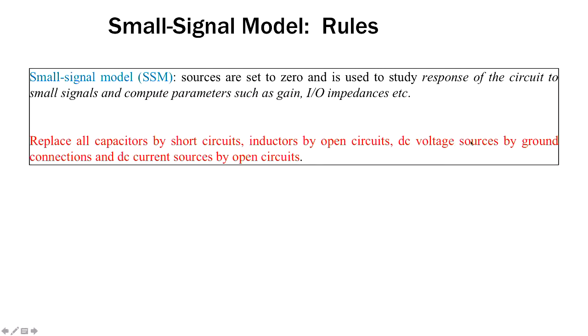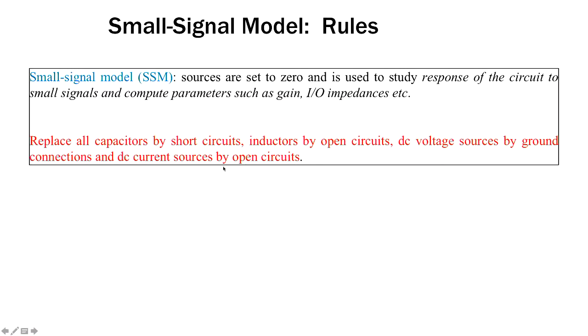DC voltage sources are replaced by ground, because when a signal is passing through the DC source, it is not seeing any impedance. A DC voltage source means you are connecting, say, 5 volts from a power supply that is not changing with respect to time. So we put it as a ground. And DC current sources are replaced by open circuit. If you have a constant DC current source, we put it as an open circuit.